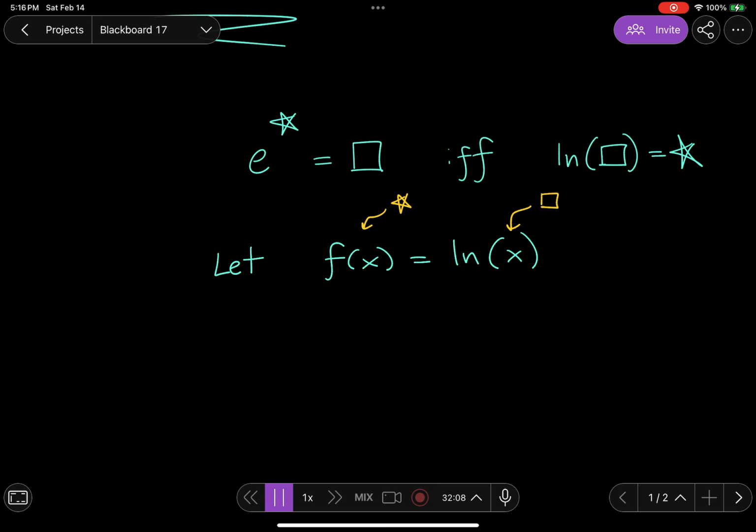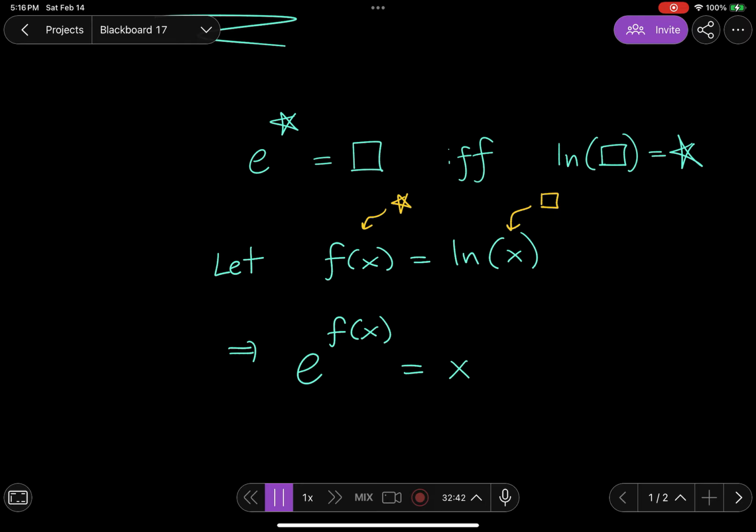And what I want to do is take it from this translation, that's what we're seeing right here, over to this world. So what I would have is e to the power of star, but star is f of x. So that is e to the power of f of x is equal to square. But what is square? Square is simply the thing on the inside of the natural log, which is x, all right?